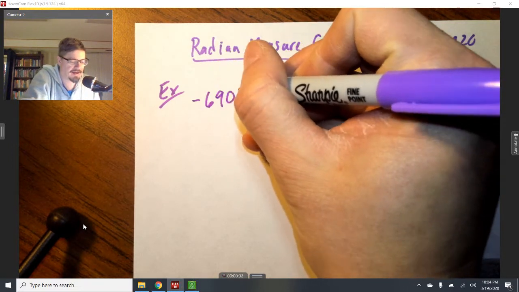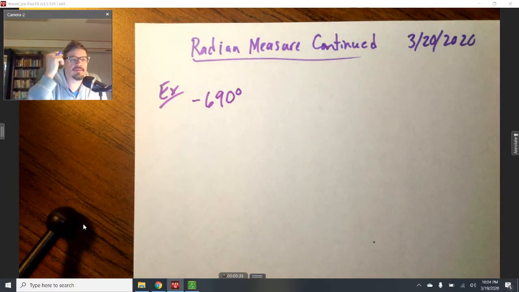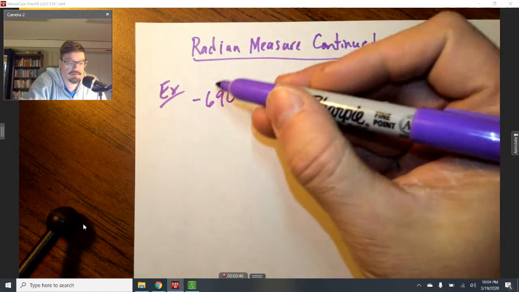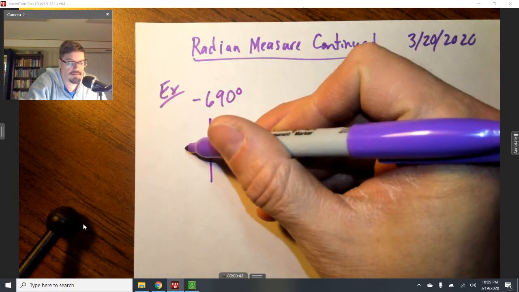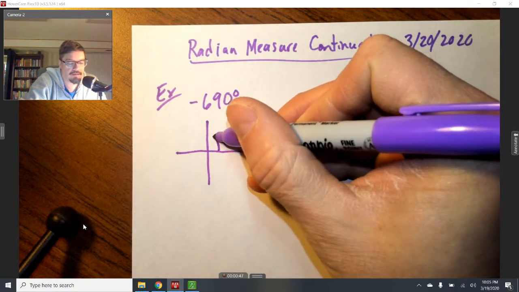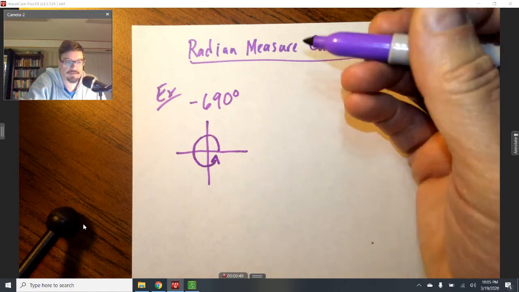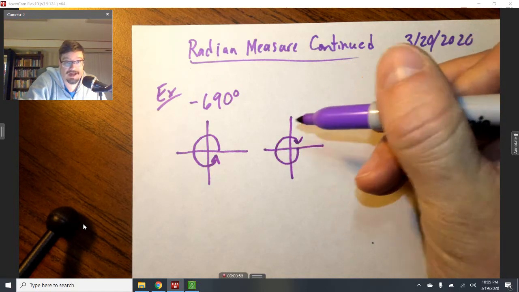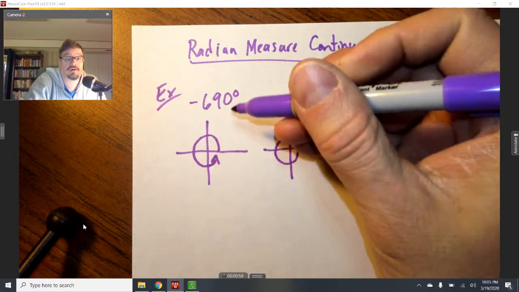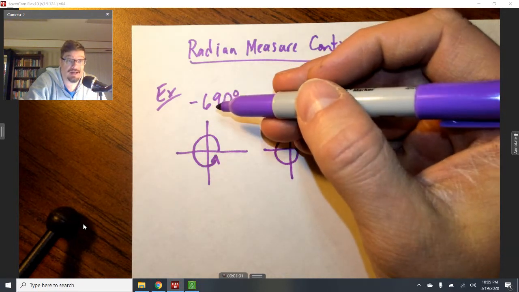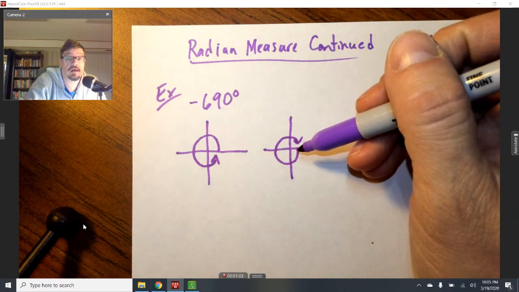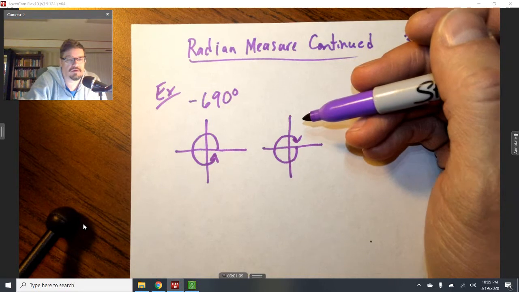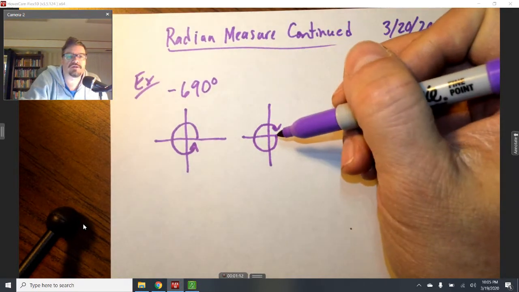So let's say I got negative 690 degrees. I want to talk about negative degrees. What does a negative angle mean? If you remember from geometry, we always go counterclockwise in a positive motion. If we have a negative degree, that means we're going clockwise. So counterclockwise is our normal motion for positive angles, and when they're negative, we go in the clockwise motion. It's a little counterintuitive, but that's the normal routine. So we are actually going in the opposite direction here.